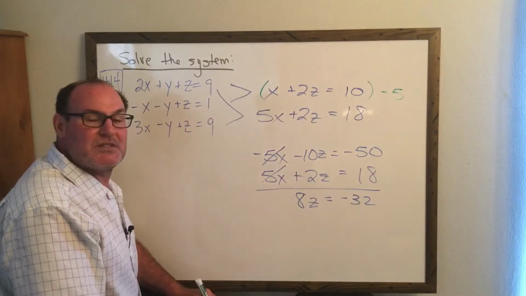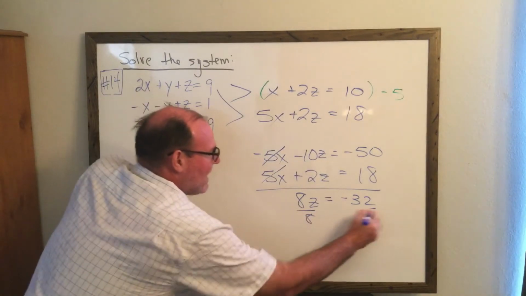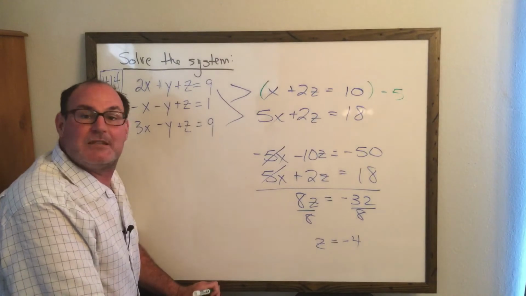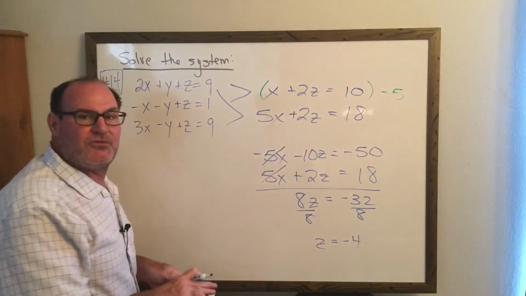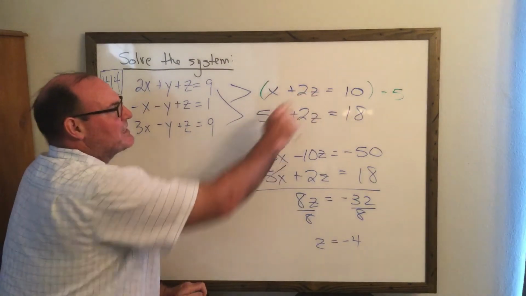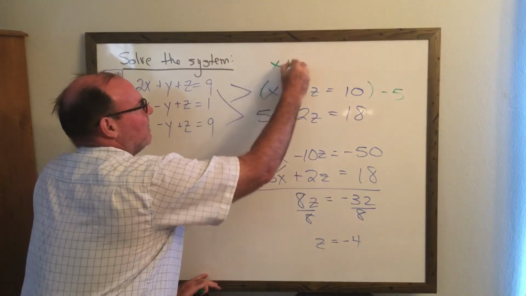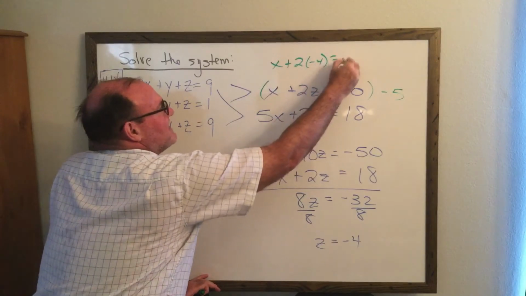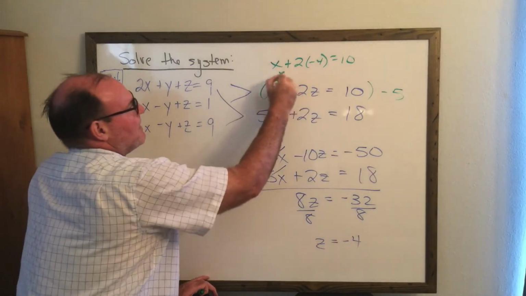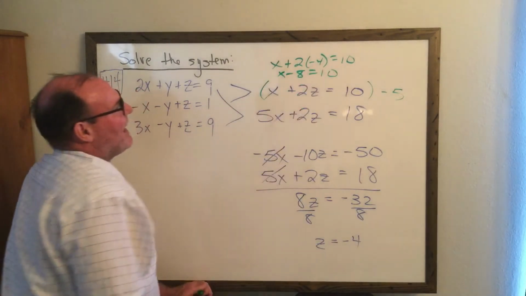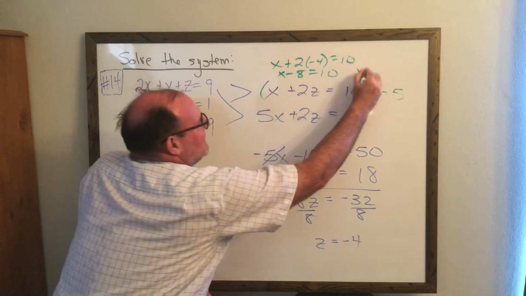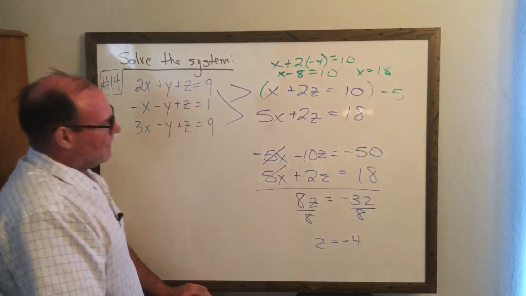So now I'm going to divide both sides by 8. And I end up with z is -4. Fantastic. Now the rest of the problem is just tracking back and figuring out what your values are. So I'm going to take z is -4 and go to this top equation. So I have x plus 2 times -4 is equal to 10. And so that is going to be x minus 8 is equal to 10. And then when I add the 8 to both sides, I get x is equal to 18.